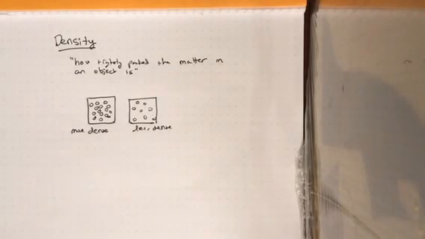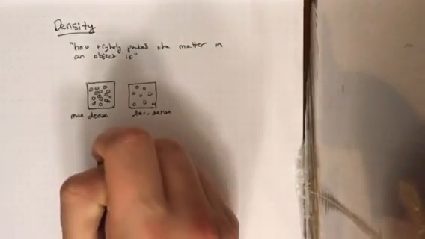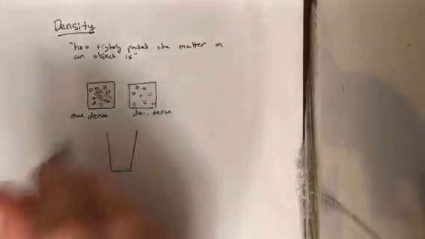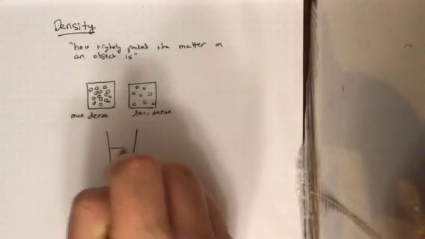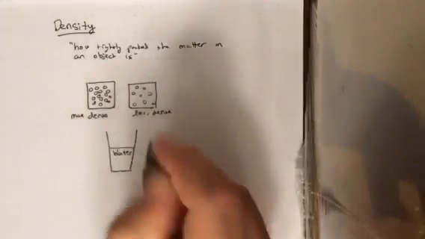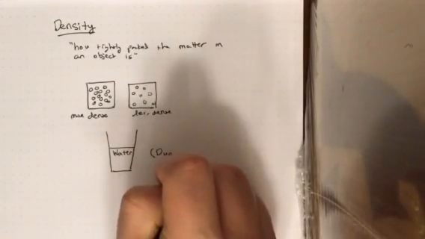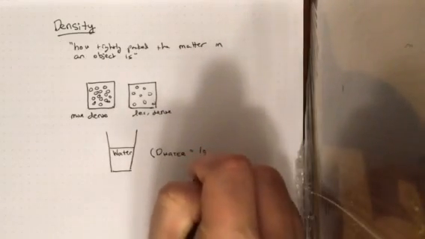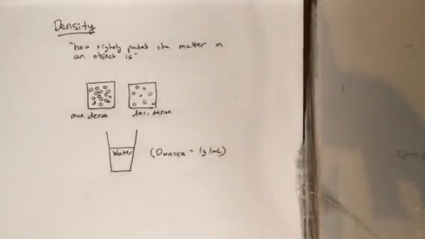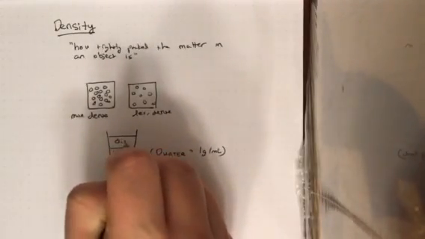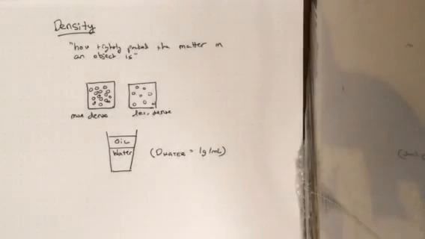And so for example, we've done this thing in class where we take a cup and fill it with water, which, remember, has a density you need to know. The density of water is 1 gram per milliliter. And then we put oil on top, and that's because oil has less density than water, so it's going to float on top.